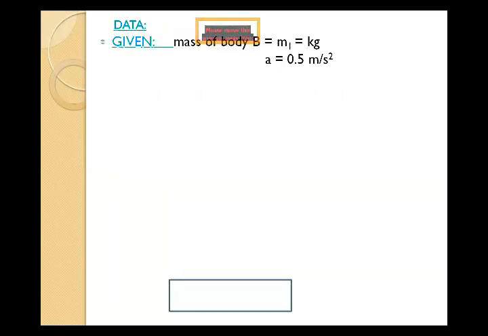In our data, first we select the given material, and that is the mass of body B, that is M1, and next the acceleration is 0.5 meter per second square. So the mass of the body that we have to find is the mass of body A, that is M2.